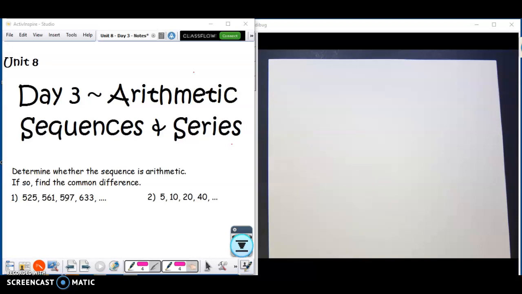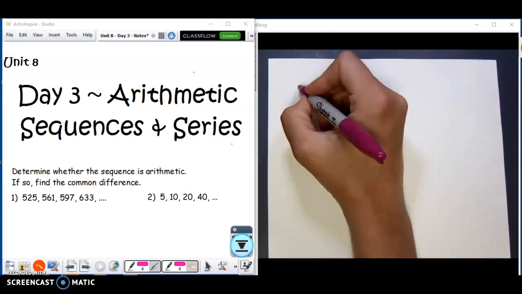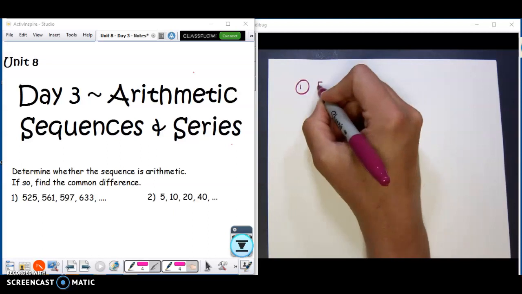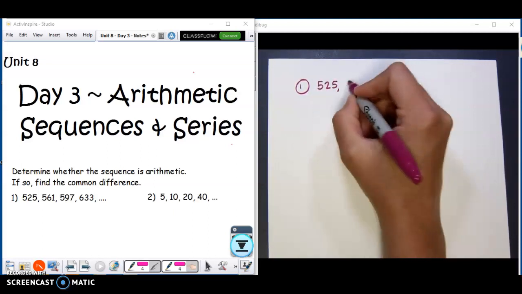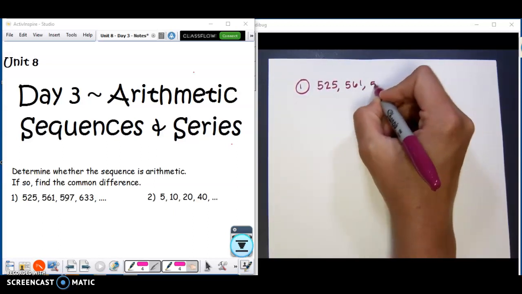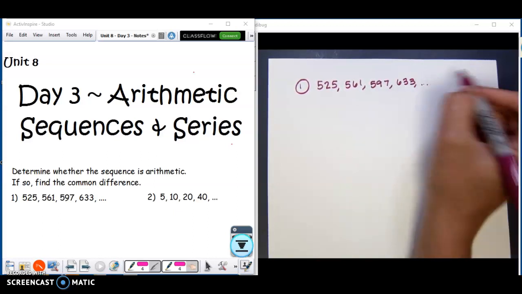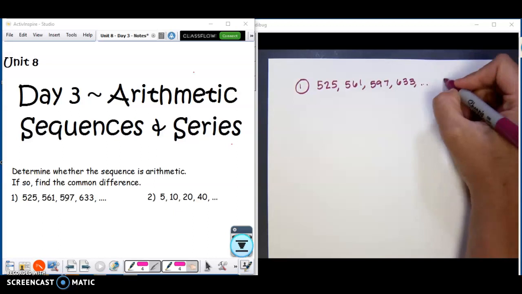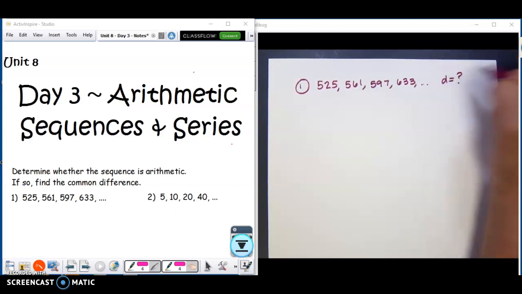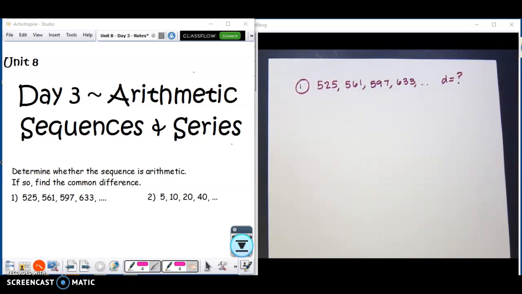So on this first part, it wants us to determine whether each sequence is arithmetic. And if it is, we want to find the common difference. Remember that the common difference is just what are you adding or what are you subtracting each time. And in the formula that we use for arithmetic, there's that value of D that stands for common difference. So we're trying to find D. Okay, so you need to know this, and these are not obvious here.